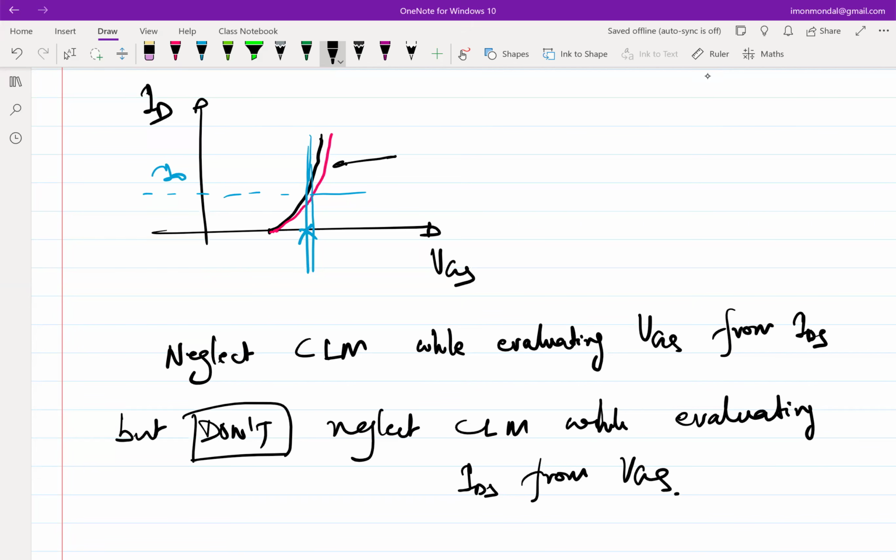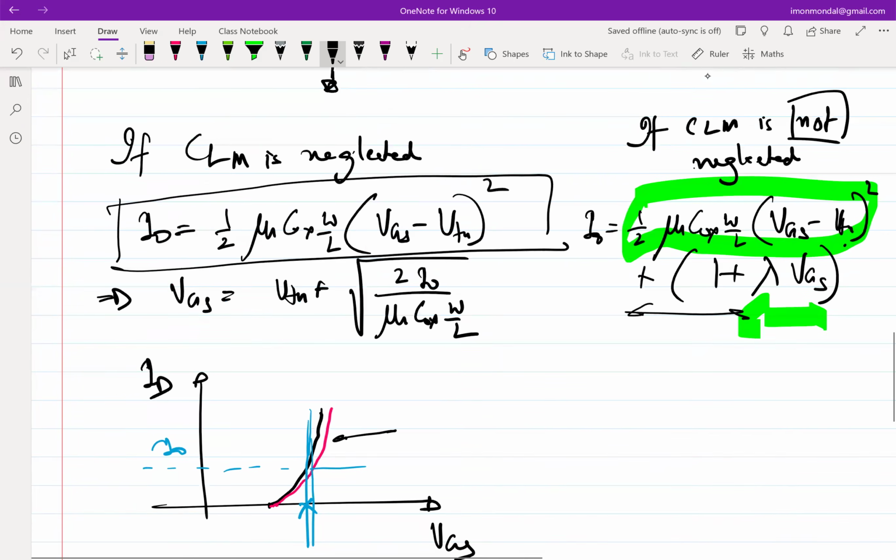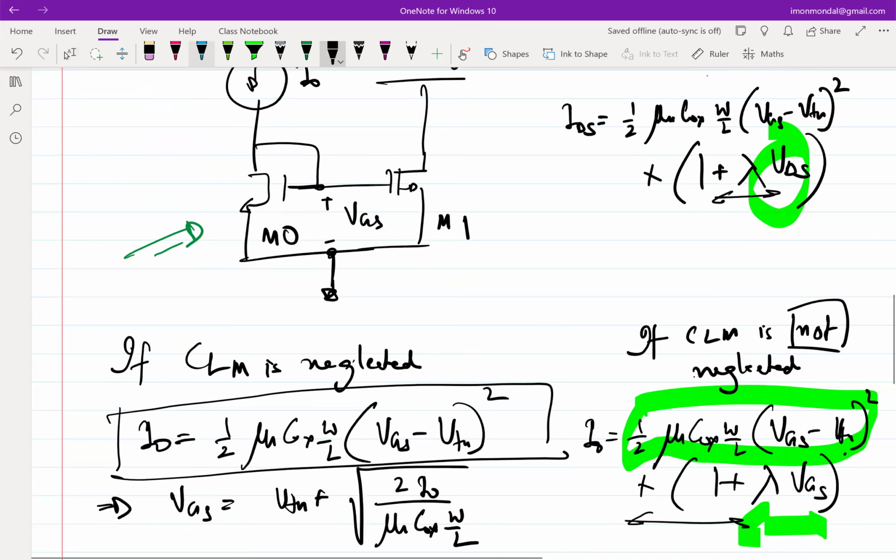But in either of these cases, one thing is always true: regardless of whatever equation you are dealing with, if we ensure this VDS is the same on both the branches, then the current will be I naught in both the branches. So there should not be any doubt about that. There is no approximation there.